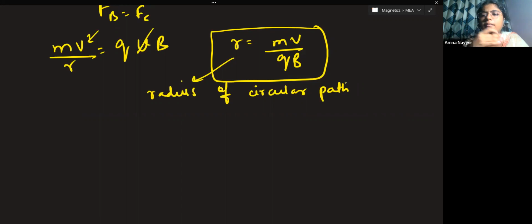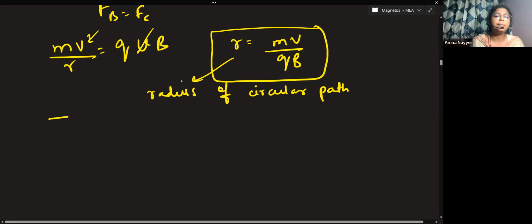If anybody wants, I will write it down also. The direction of centripetal force is given along the radius towards the center. Centrifugal force points outwards, opposite to it, but centripetal force is along the radius pointing towards the center. From here, you can calculate one more thing.